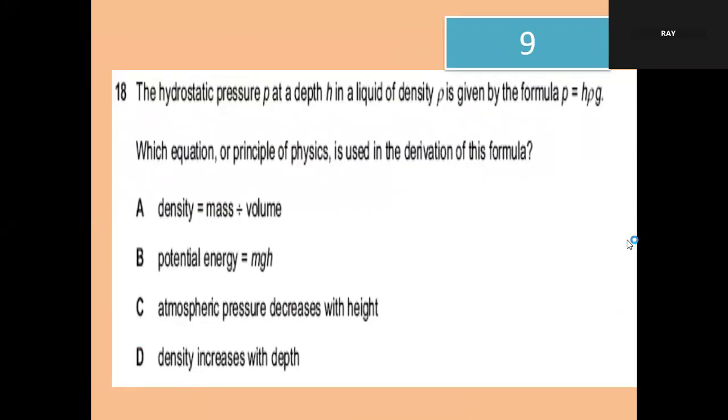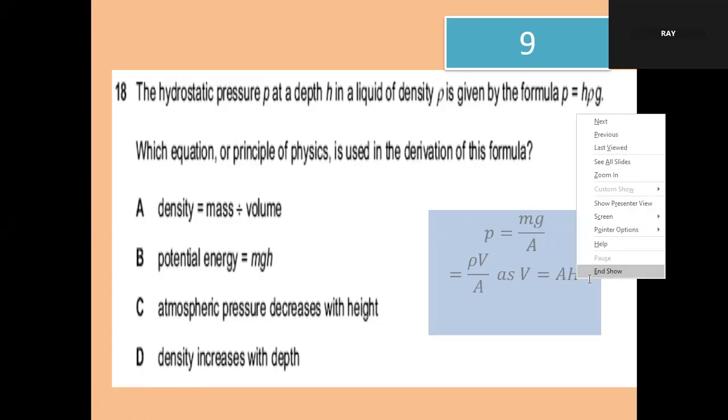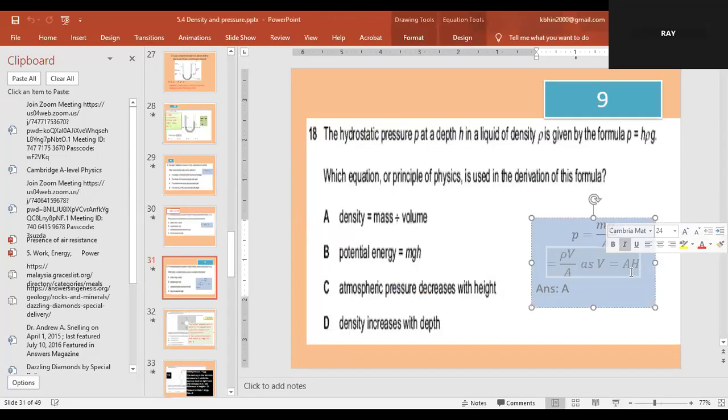What's the answer? Pressure is force over cross-sectional area. Mass is replaced by density times volume. Volume is A times h. The answer is A.